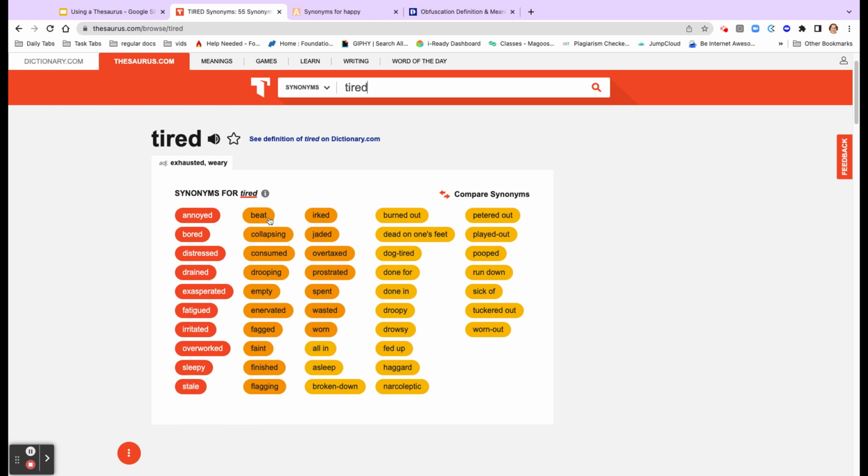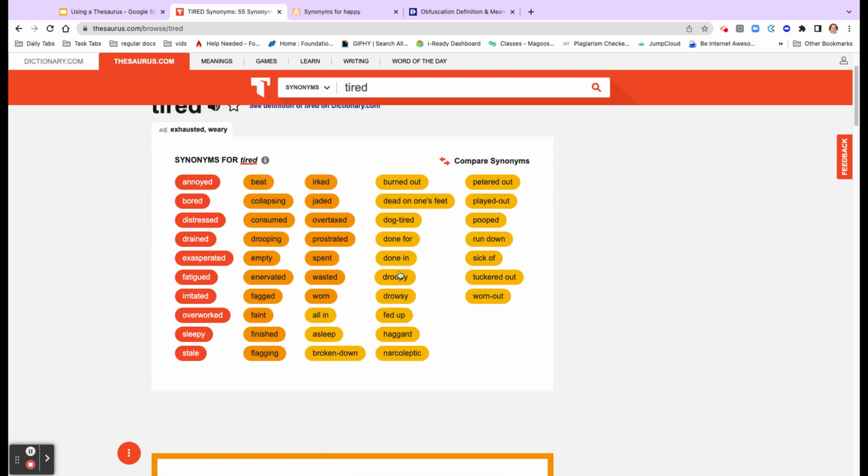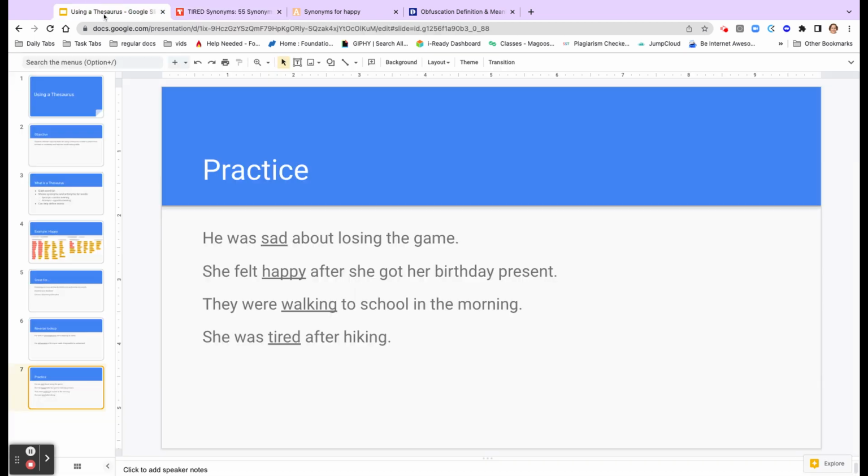She was beat. Oh my God, I'm beat. I feel beat. She was done in. She was tuckered out. She was worn out. She was run down. She was dog tired. So you've got all of these words that you can use to spice up your writing.